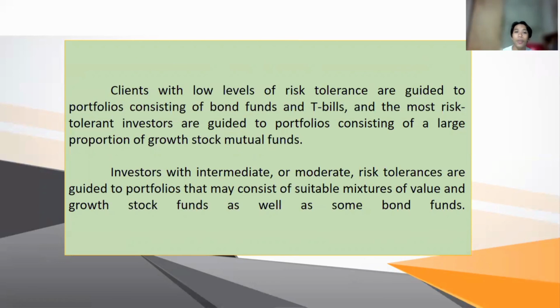Next, clients with a low level of risk tolerance are guided to portfolios consisting of bonds and T-bills, and the most risk-tolerant investors are guided to portfolios consisting of a large proportion of growth stock mutual funds, while investors with intermediate or moderate risk tolerances are guided to portfolios that may consist of a suitable mixture of value and growth stock funds as well as some bond funds. So that's all for the asset allocation and variable annuities.